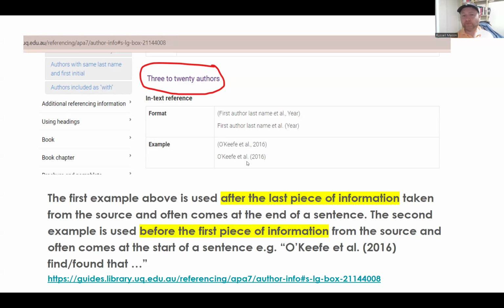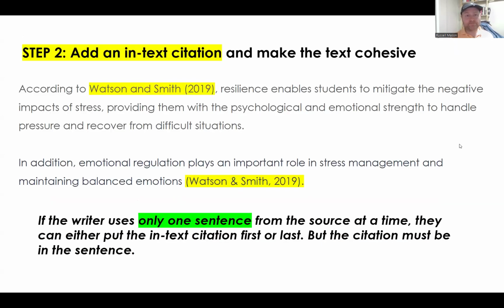And then if you put it at the start of the sentence, this will be the subject of the sentence. So in this case, the sentence might continue, O'Keefe et al., 2016, find that. Notice in this case, the year is in parentheses. In the previous case, the whole thing is in parentheses. So the use of parentheses is the same in all of the three examples. That's when there are 3 or more authors, up to 20. Okay, so that's the first thing.